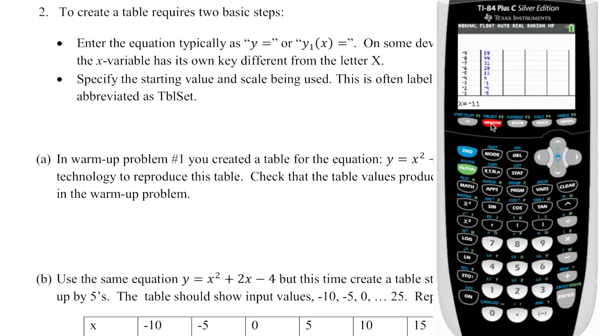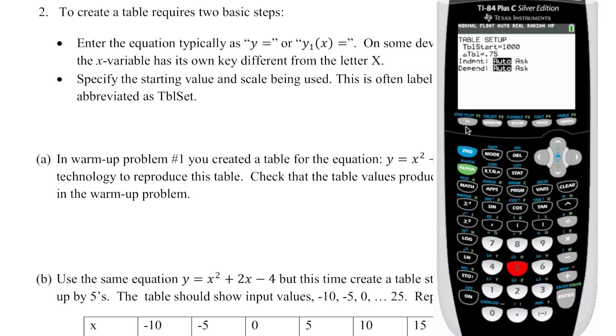Say I want to know what the value of this function is at 1,000. I don't want to scroll down all the way to 1,000 starting at 0 or wherever I'm at. So I'm going to hit table start, 1, 0, 0, 0. And in fact, let's say I want to know the value at 1,000.75. So I'm going to hit 0.75.